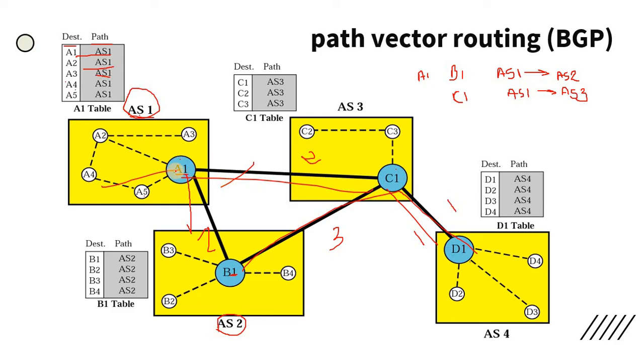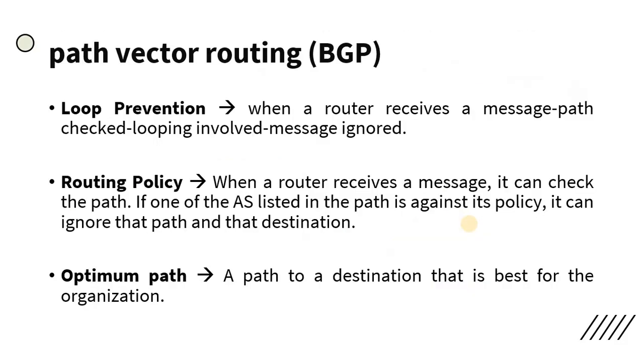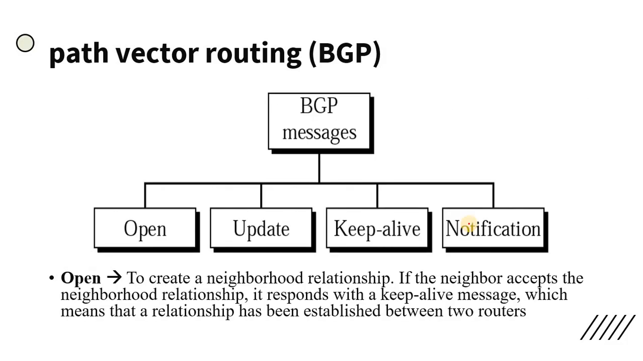So if I want to communicate from A1 to D1, that is, if AS1 wants to communicate with AS4, there are two different paths. A1 to B1, B1 to C1 and C1 to D1: the distance is 2 plus 3 is 5, plus 1 is 6. The second path is A1 to C1 and C1 to D1: the distance is 2 plus 1 is 3. So 3 becomes the optimum path here. A path to the destination that is best for the organization is called the optimum path.